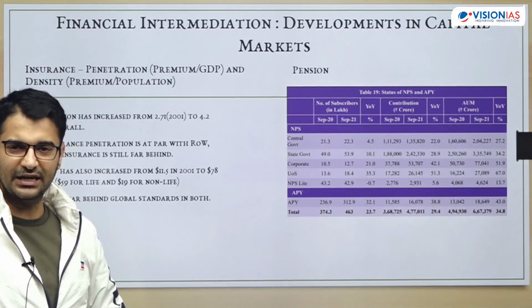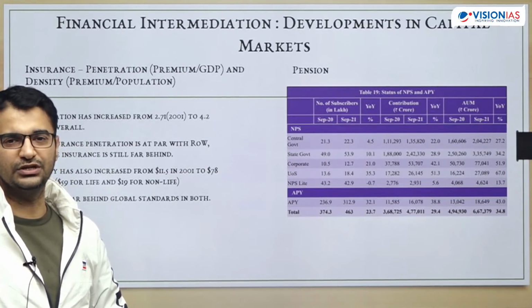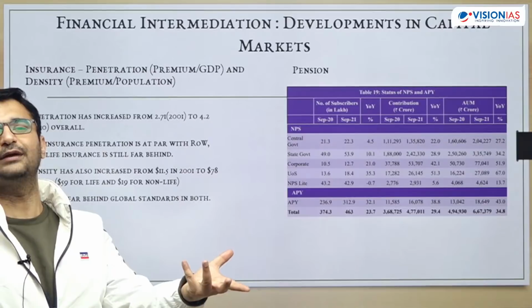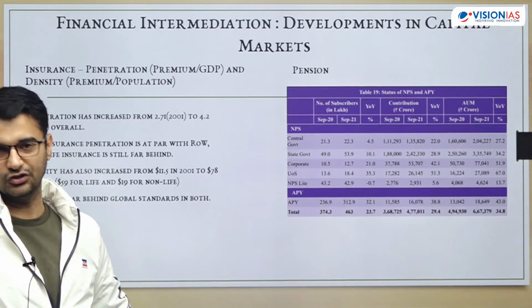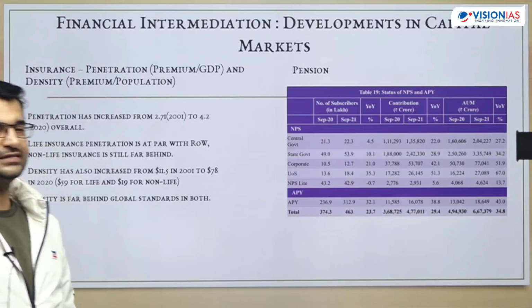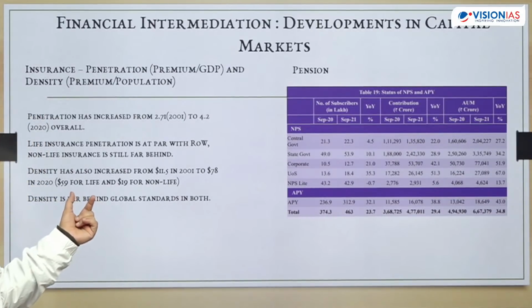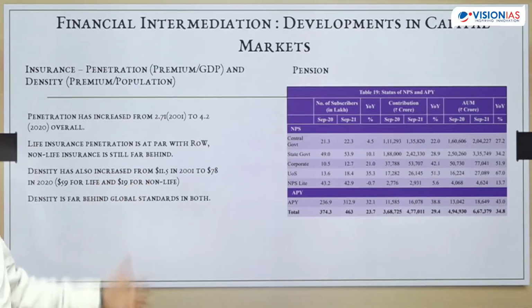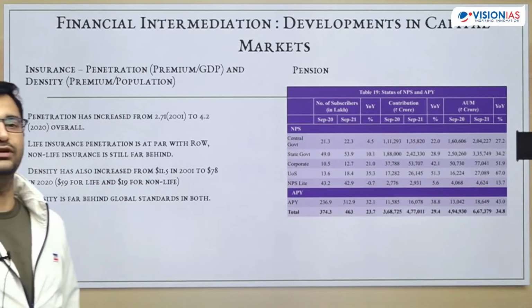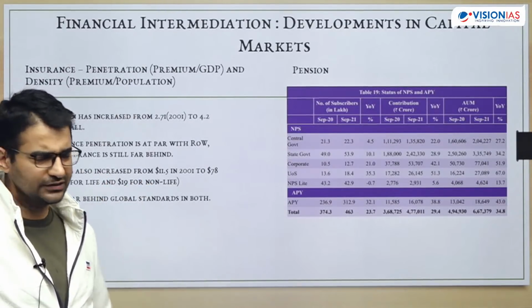If we look at insurance density, insurance premium upon population, that is basically the per capita premium, how much premium a person is on average paying for insurance. Insurance density in India is quite less. In dollar terms it is only about $78, which is very less as compared to world standards. So this is with respect to insurance.